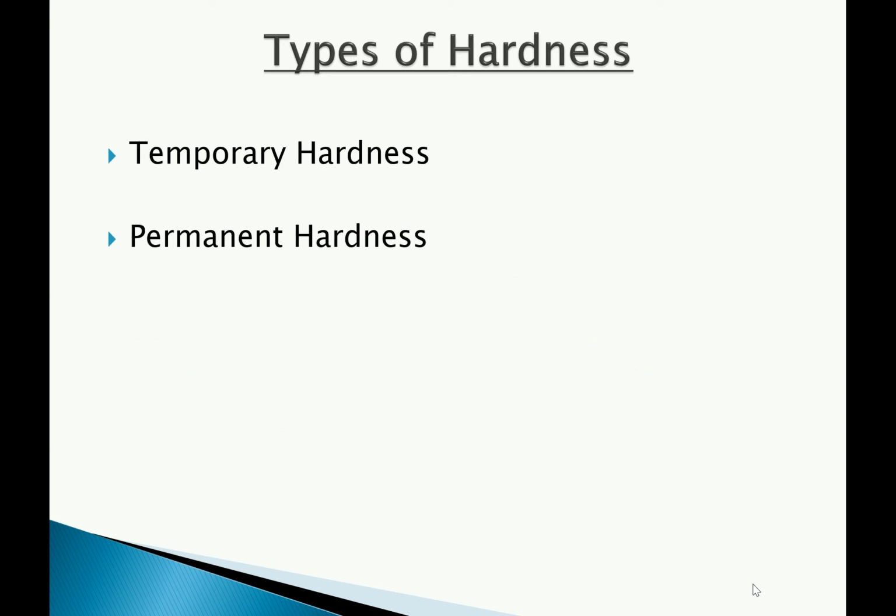So we have 2 types of hardness that we're going to look at: temporary hardness and permanent hardness. And we'll be calculating how much temporary and permanent hardness is in water. But to do that, we'll need to know something else later on, and that is total hardness. And the total hardness of a water sample is just when we take the 2 of these and combine them. So if I add them together, the temporary hardness and the permanent hardness, I'll get the total hardness of the water, and that'll be important later on.